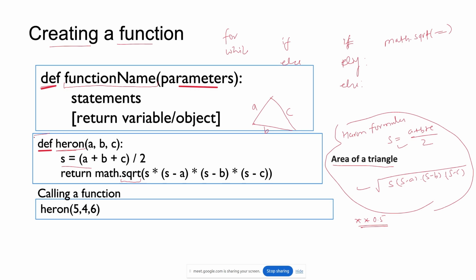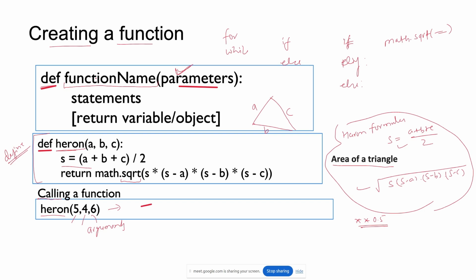And this is called the definition of function. You are defining a function, right? So this is your definition of function, and this is your calling a function. When you call the function Heron, you will pass the actual arguments. These are called arguments, and those are called parameters. So you are passing the arguments 4, 5, 6, and then you will get the area.